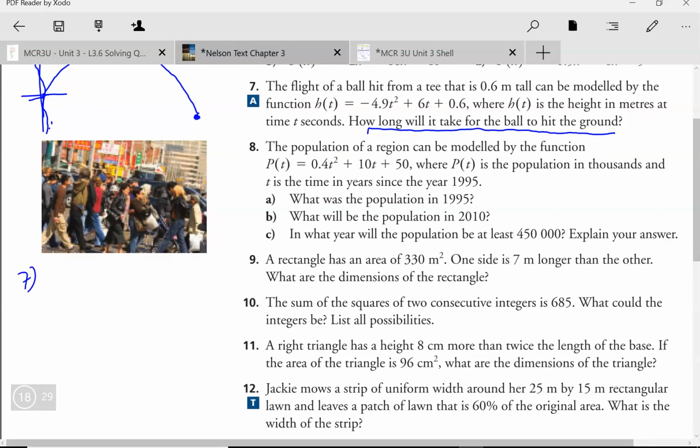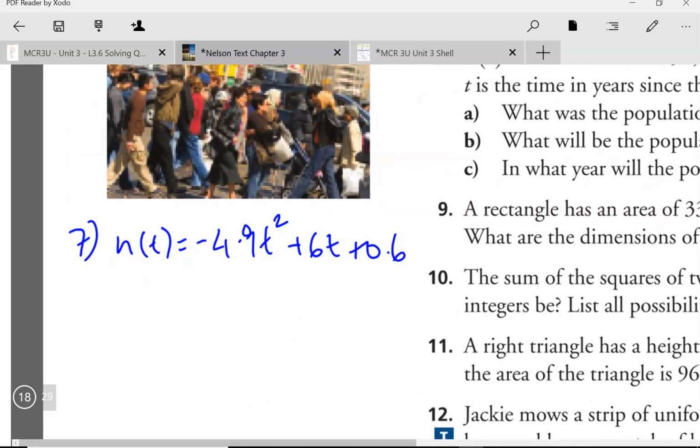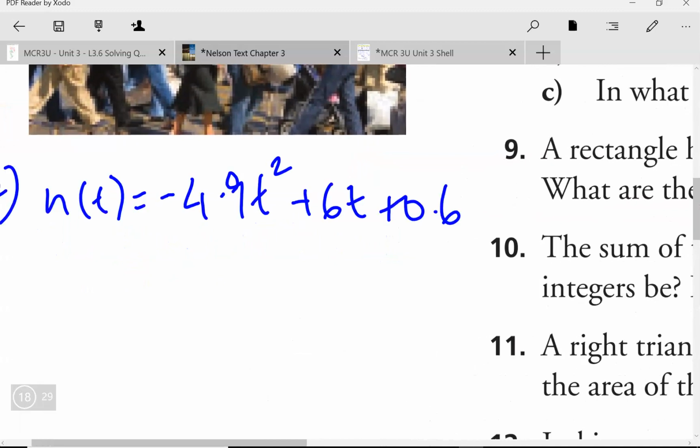So 7 here states that h of t equals negative 4.9 t squared plus 6t plus 0.6. So let's solve this using our completing the square method. You can do it any method you like. I'm just going to do completing the square because that's the new way we learned in grade 11, so we're going to practice that as much as possible. We're going to factor out this negative 4.9 weirdness from here, and we have to sub in that h of t equals 0 because we want the time ideally when the height is 0, when it hits the ground, right? So we are going to put this in.